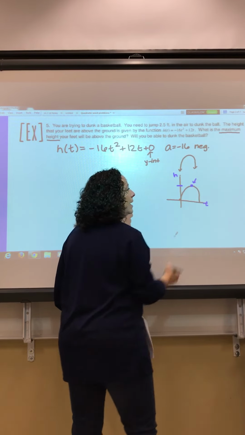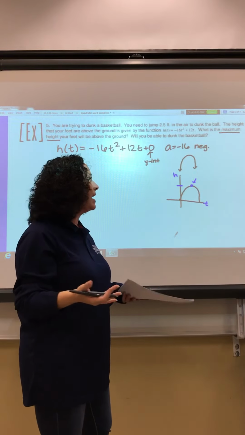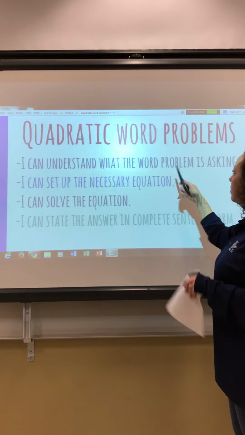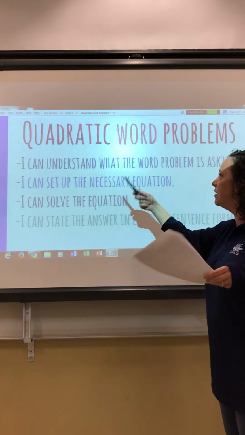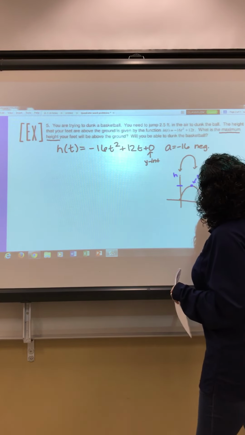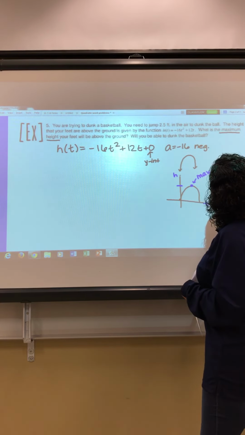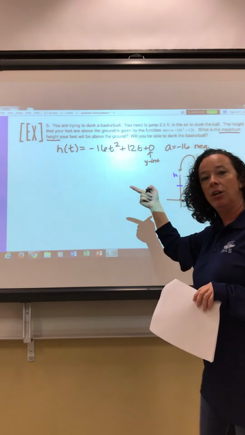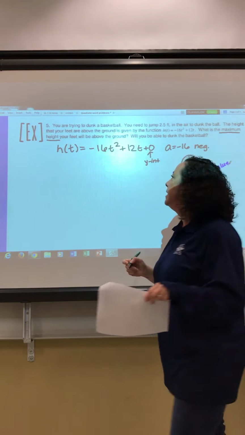So this is your plan. I can understand what the question is asking. So remember, that's the first learning target. I can understand what it's asking. The second one is I can set up the necessary equation. So let's do that. If we want this maximum height, we really want the max value. We want the y value or the h value of the maximum point.